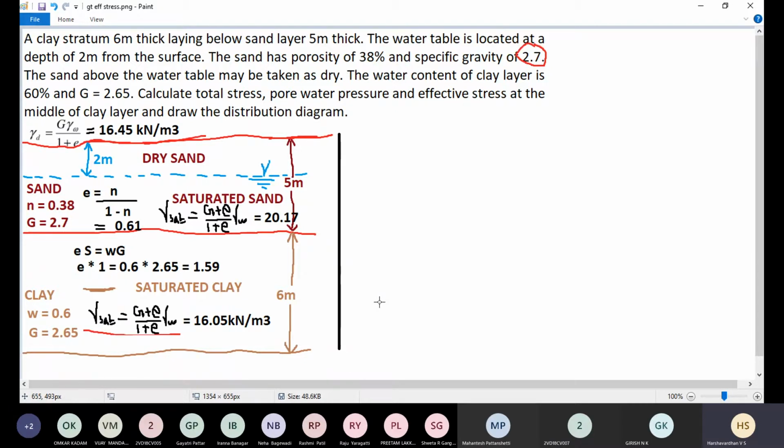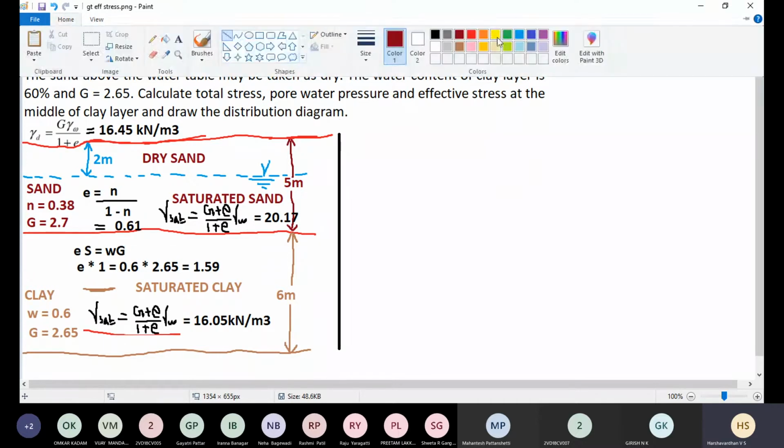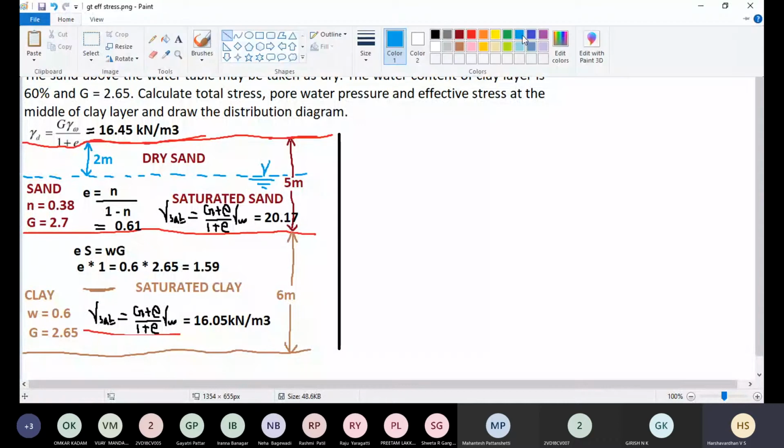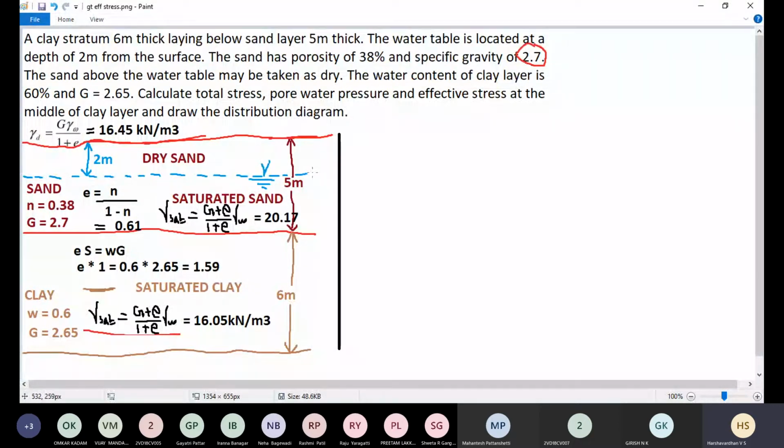Let us first draw the pressure diagram, the distribution diagram of total pressure. At the ground surface, the total pressure will be equal to 0. Now I'll calculate at different depths. The first is at the groundwater table. I have to calculate the value of total stress at the starting of the groundwater table, because the unit weights are different above and below the groundwater table.